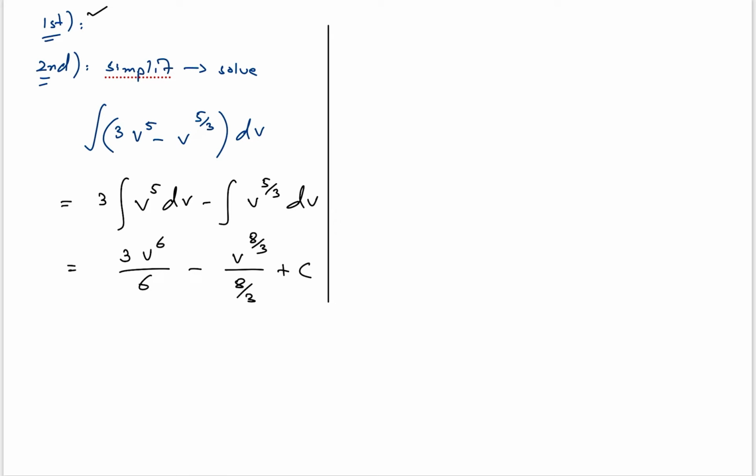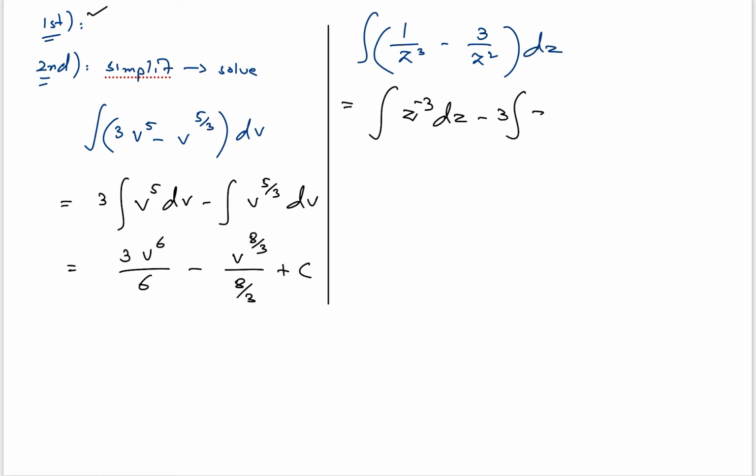Now the second technique is first simplify and then solve, right? And we did the question based on direct integration. The question may be in the form of the integral of (1 over z cube minus 3 over z square) dz. So what will you do? We can write this as the integral of z to the power minus 3 dz minus 3 times the integral of z to the power minus 2 dz.